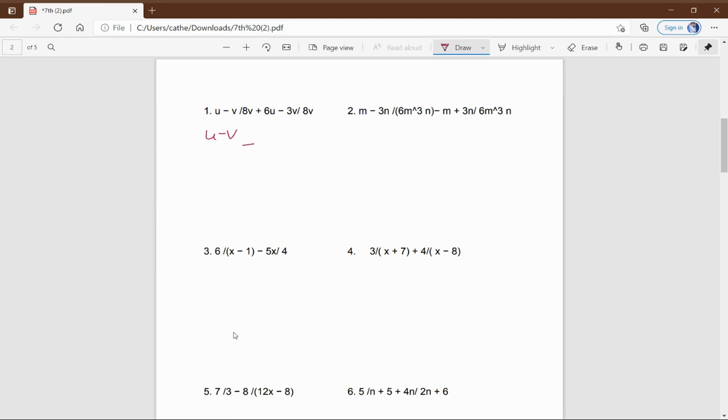So u minus b over 8b plus 6u minus 3b over 8b. We can simplify this, right? We can simplify this to 5b since we can add the same factors together. Let's see. I'm assuming that we need to simplify. It has to be simplifying because, like, there's something else. Okay.